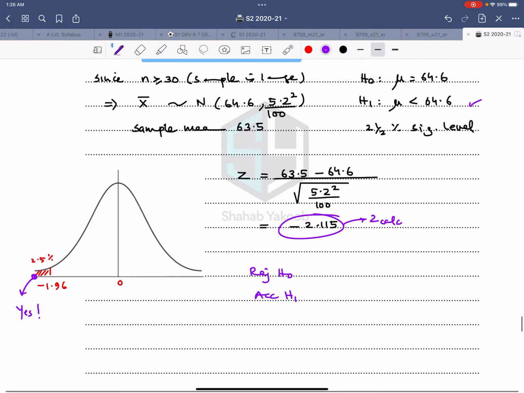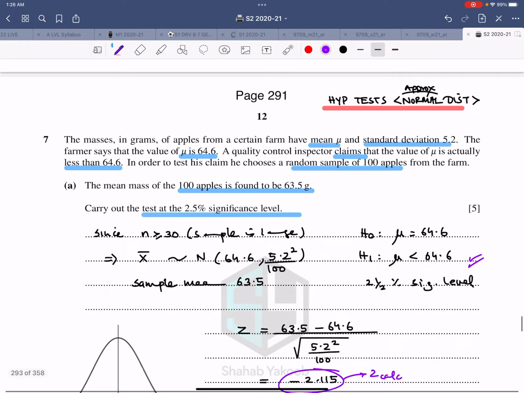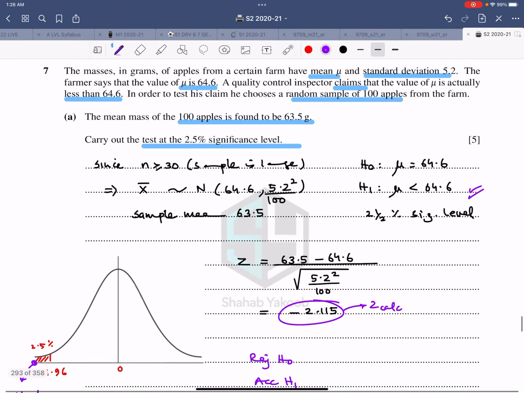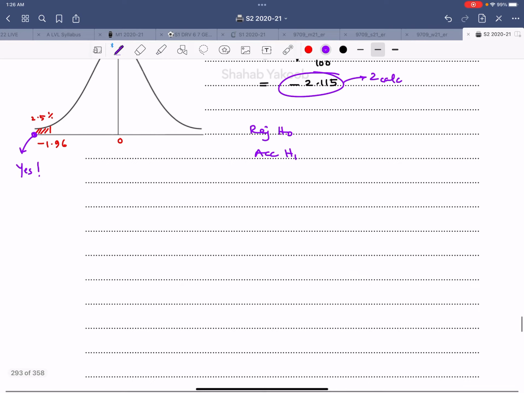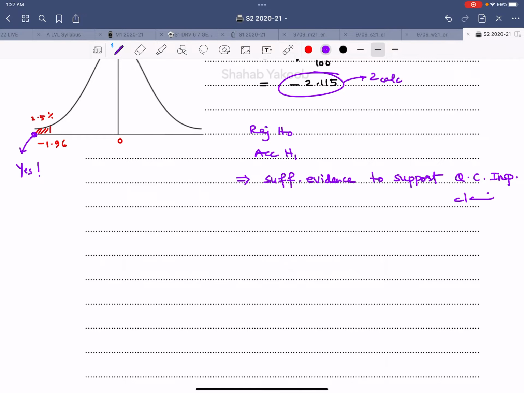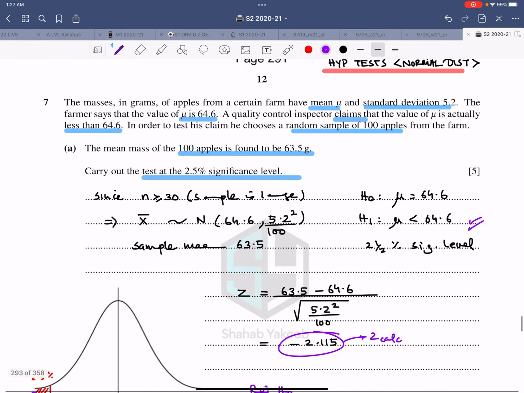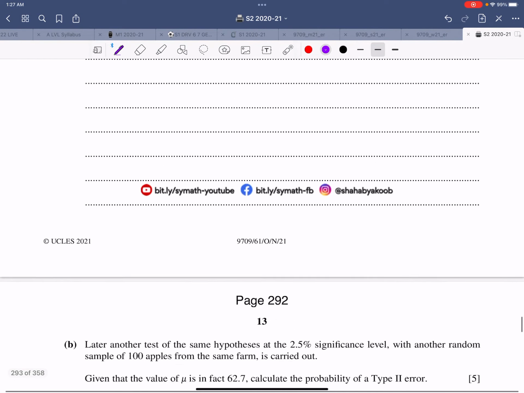What is acceptance of H1? Acceptance of H1 claims that the value of mu is actually less than 64.6, and that's the quality control inspector's claim. So yes, there is sufficient evidence to support or believe the quality control inspector's claim. So that is the working for this one, and there is sufficient evidence. Now let's see what the next page says.